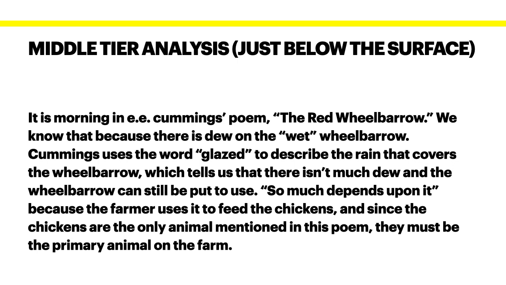And it uses some words from the poem, wet, glazed, and so much depends upon, to justify the interpretations that this paragraph makes. For example, the same interpretation of the chickens being the primary animal on the farm is made in this paragraph, just like it was in the last paragraph, but there's a justification for that interpretation, and therefore I think that it holds up a little bit better. The focus on the word glazed and the fact that the reader was able to determine that it might be morning in the poem gives this interpretation the depth that the first summary interpretation did not have.